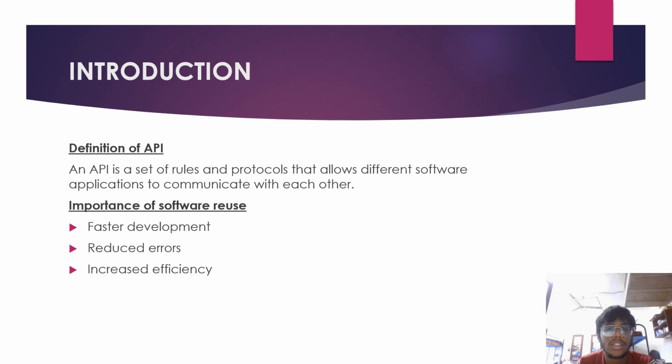Faster development. Software reuse, such as using existing APIs, accelerates development by providing pre-built functionality. Instead of building features from scratch, developers can integrate application programming interfaces to achieve desired functionality quickly. Reducing errors. Reusing well-tested APIs reduces the chances of introducing errors or bugs into your software. Since APIs have often undergone extensive testing and validation, they contribute to a more reliable and stable system. Increased efficiency. By leveraging APIs, developers can focus on building unique and specific parts of their applications rather than reinventing common functionalities. This efficiency leads to a more productive development process and quicker time to market for software products.